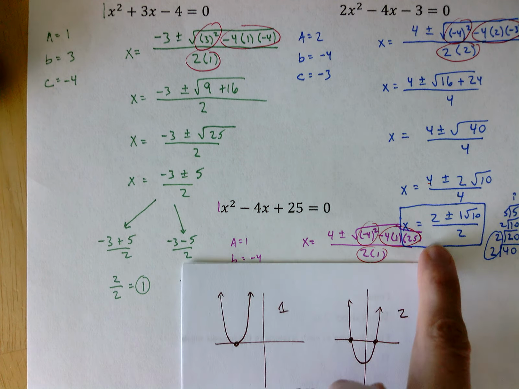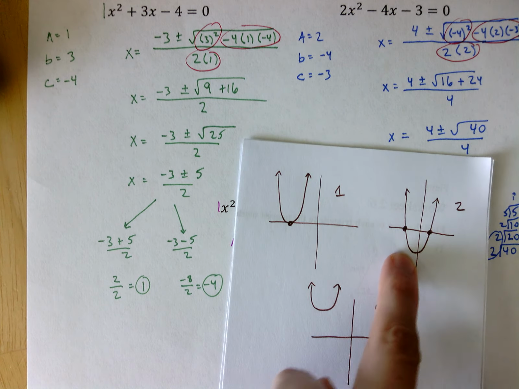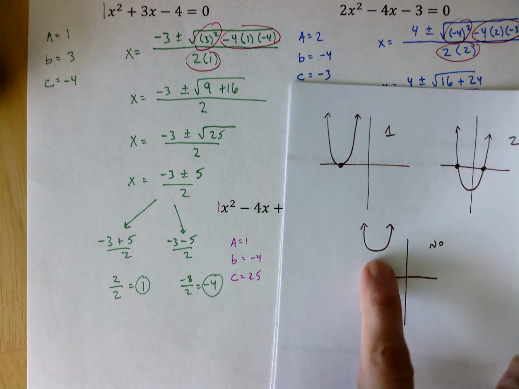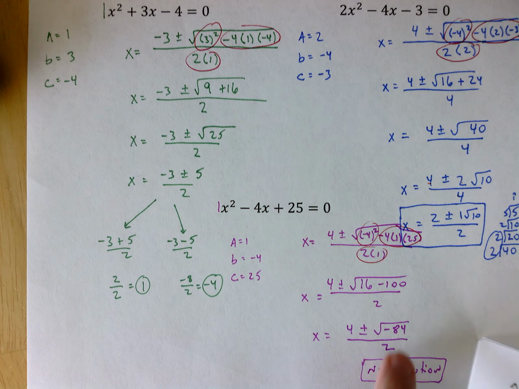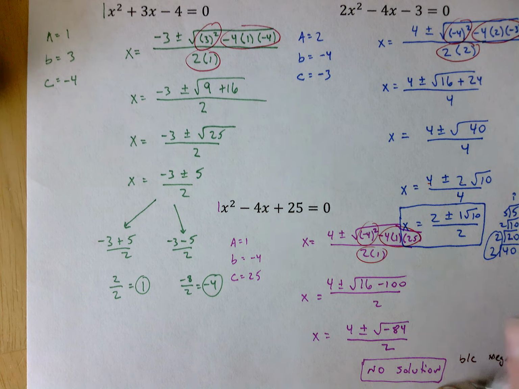This guy crossed the x-axis twice. So did this guy. We had some decimal answers, but it crossed twice. This guy, he didn't cross at all. And we know that because of the negative. So it's no solution. And the reason that we know that is because, BC stands for because, there is a negative in the square root. So that's going to be your cue that there'll be no solutions.